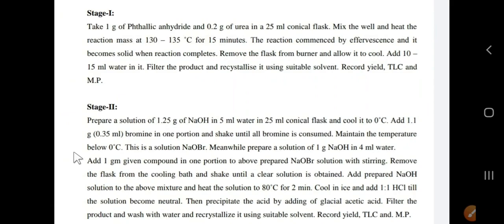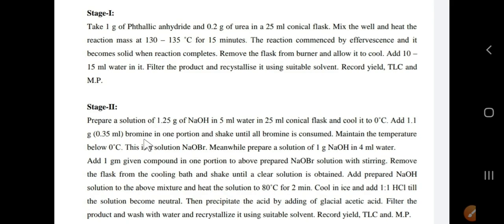Okay, so this is a sure shot reaction. In between you can check the TLC, or afterwards you can check the TLC before workup. So don't rush for the workup, check the TLC and then go for the workup. Now the second stage, as we got the phthalimide, now we are going to convert it into the anthranilic acid.